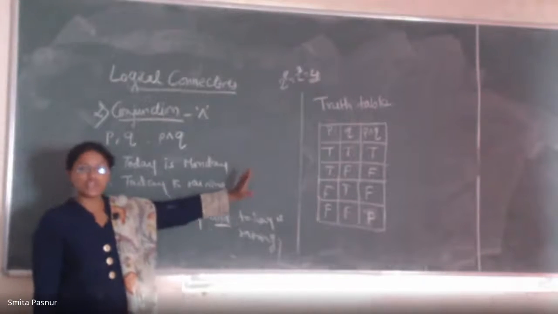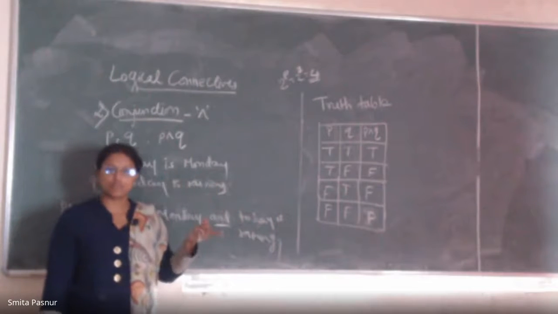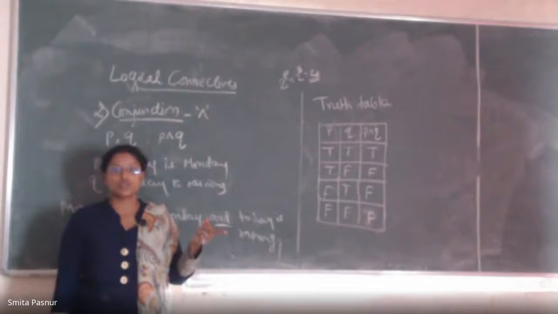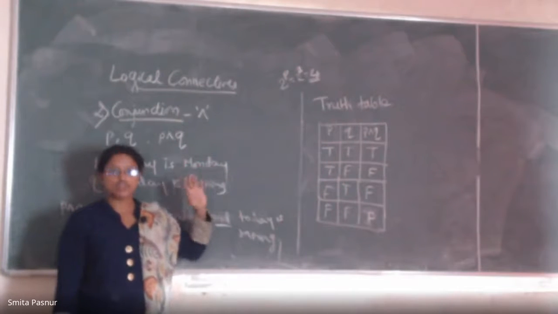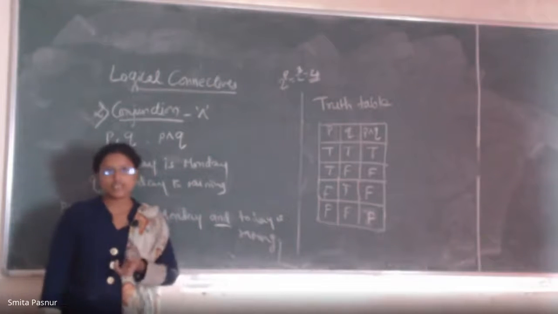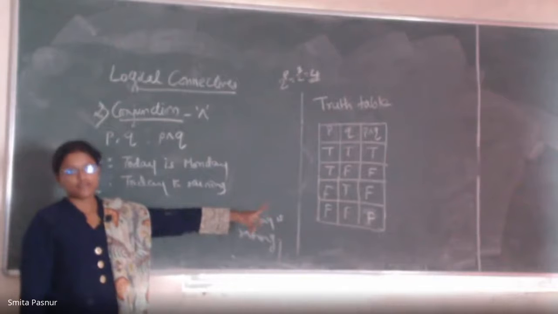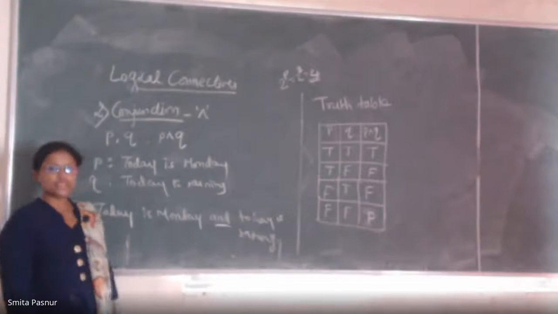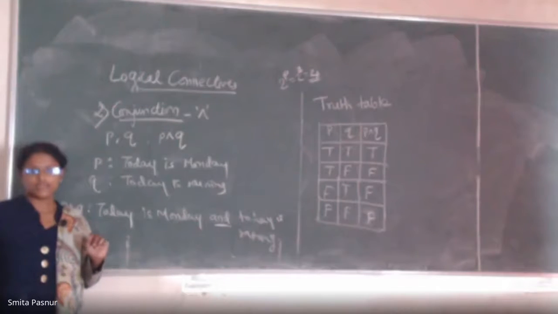So you have to keep these table values in mind because this will help us in solving further problems. You need to know all the values of conjunction, negation, or whatever logical connectives we will see further. Is that clear, all of you? So this is the table for conjunction. Understood? Okay. I hope you are all taking down the notes, right?